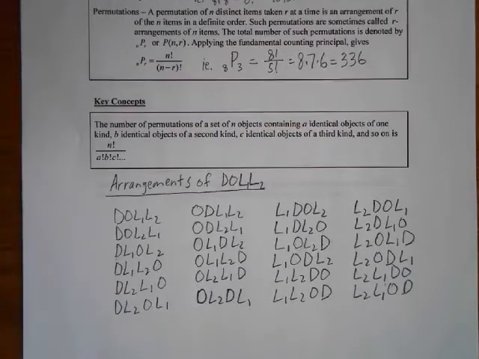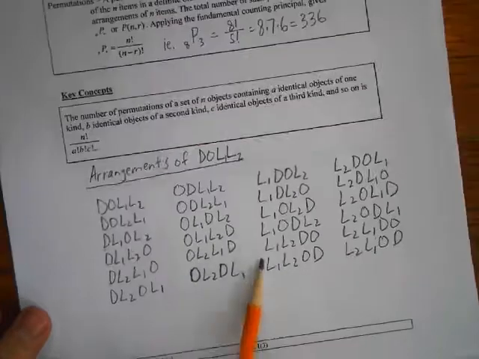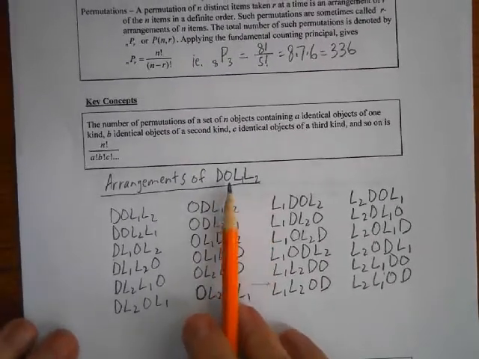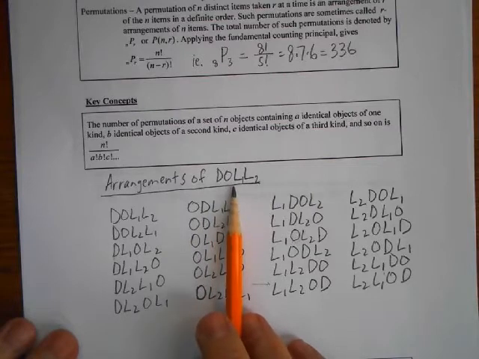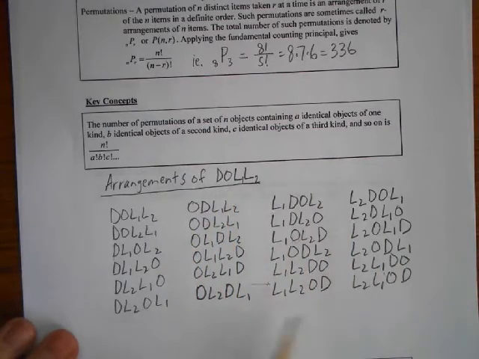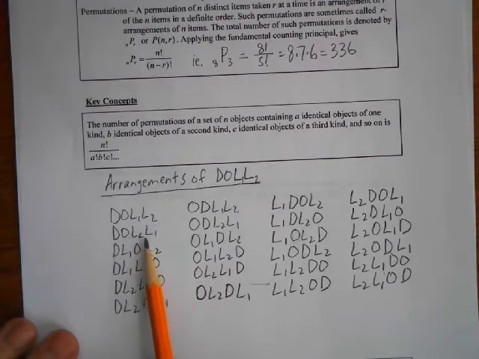Okay, and just like that, you could see I've got all these arrangements. It turns out I've got 24 arrangements, and that makes sense because if these letters were unique, it would be 4 factorial arrangements, which is 24. So this would be all the different arrangements. You can see that I've differentiated between the L's with L1 and L2.